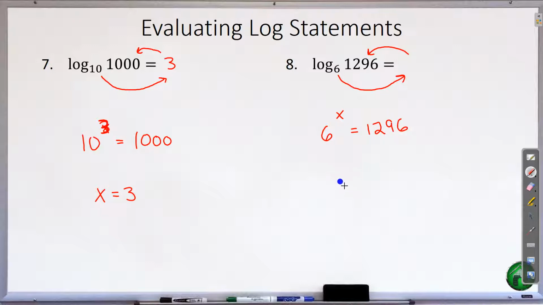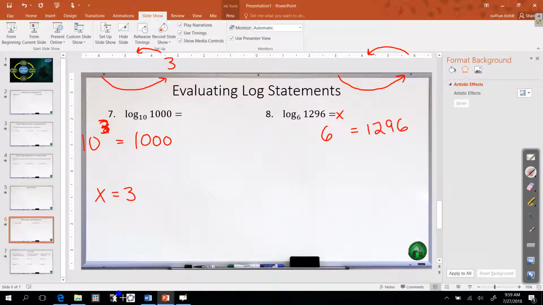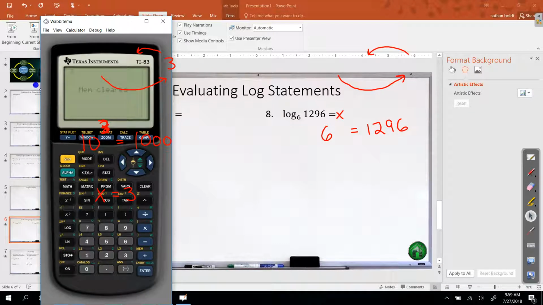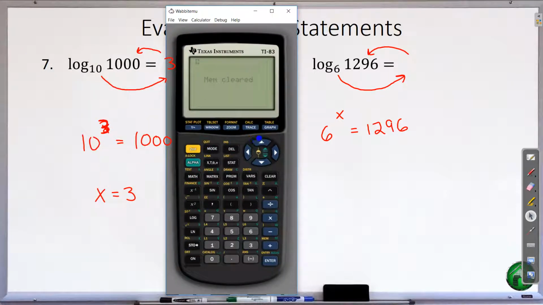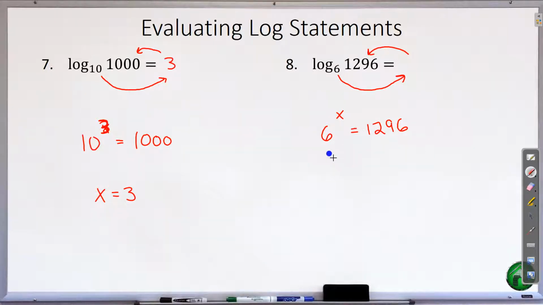Well, that one we may not be able to do in our head as quickly, so we just have to guess and check. 6 to the power of 2 is 36. 6 to the power of 3 is bigger. 6 to the power of 4 is bigger. Let's try that out real quick. Let me pull up my calculator here. So 6 to the power of, let's try 3. Now it's not big enough. 216 isn't big enough. So 6 to the power of 4, is that big enough? There we go, 1,296. So 6 to the power of 4 is what I want. So x is equal to 4, which means log base 6 of 1,296 is equal to 4.